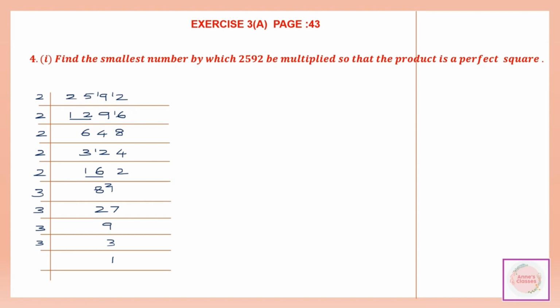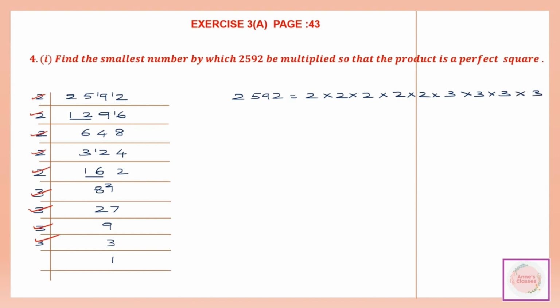Let's count the number of 2's. 1, 2, 3, 4, 5. There are 5 2's. So the prime factors of 2592 has 5 2's. 1, 2, 3, 4 and 5. And let's count the 3's now. We have 1, 2, 3, 4. 4 3's, so 3 four times.